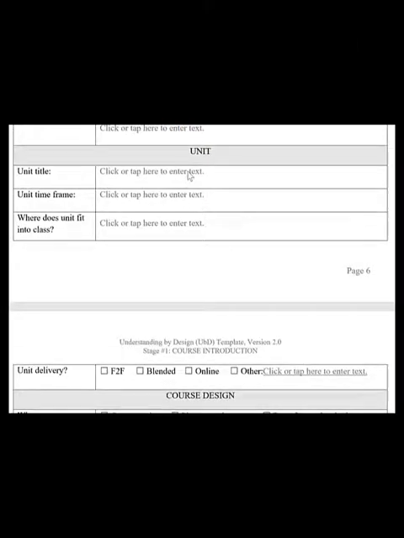Let's say we were going to do a unit on women's health, and we were going to do a cancer unit. So we would put here our title and our time frame. So our unit might be OBGYN endometrial or uterine cancer. Our unit time frame would be 1 hour. And where would this fit? This might be a virtual area where students can go.